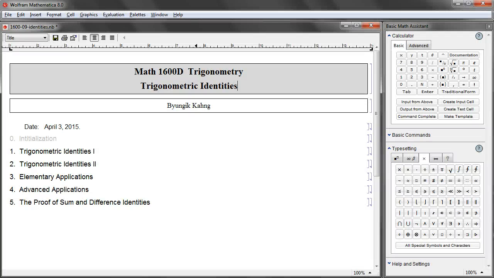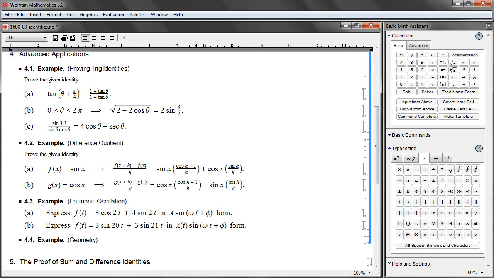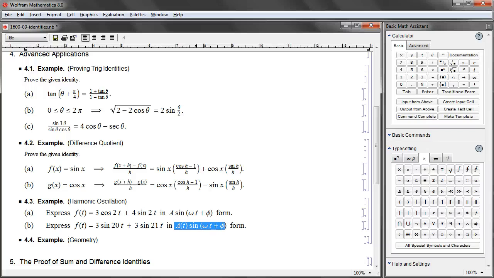That's a serious problem. So I'm not really emphasizing this topic very much except for one application. This one makes a bit of sense, so let's do that. Here, harmonic oscillation problem. Write 3 sine of 20t plus 3 sine of 21t in A of t times sine of omega t plus phi form. This time, amplitude will change with time.